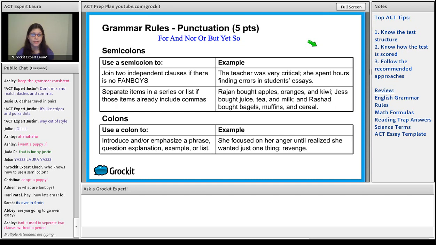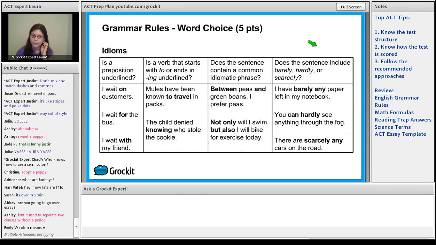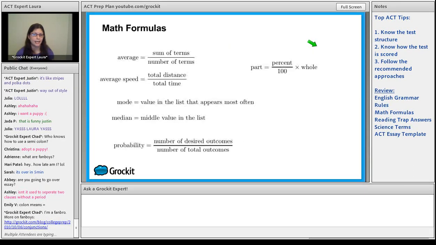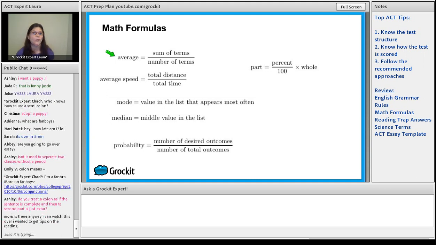Now, in terms of math, again, you are not going to have these available to you on test day. They're going to be in your head. So starting off with average. Average is different than average speed. If you haven't practiced any average speed questions yet and you're worried about remembering how to do them, if you go on Grokkit and go to custom practice, you can actually pick out average speed questions and do a couple in a row.